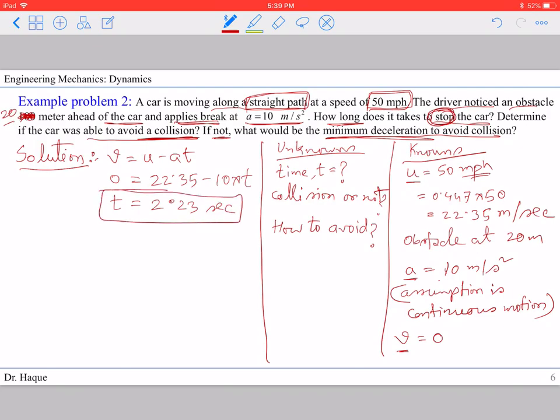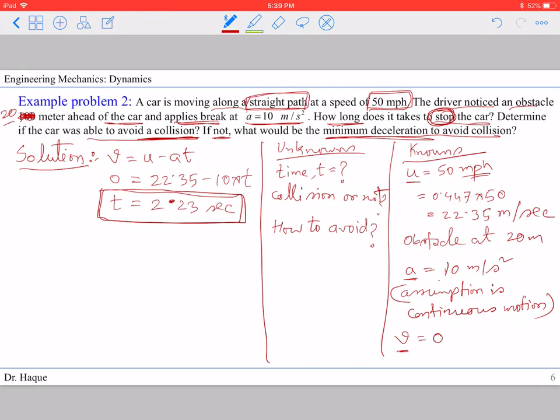So this is the time that is required for the car to come to a stop. So after he applies the brake, the car will take 2.23 seconds to come to a stop.